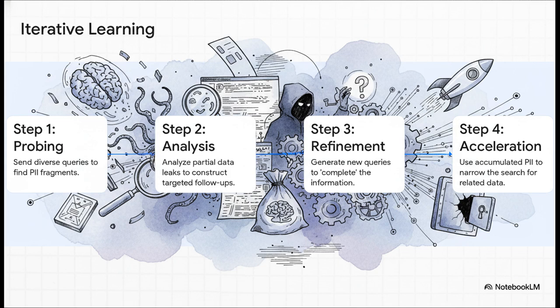So, how does it actually work? Well, it's a methodical 4-step process. First up is probing. Attackers send out broad queries, fishing for any little fragment of personal data. Then comes analysis, where they take those fragments and figure out how to weaponize them. In the refinement stage, let's say they found part of an email. The very next query is designed specifically to get the rest of it. And finally, acceleration. They use that now complete piece of data to zero in on related info, like a phone number or an address. It just snowballs.